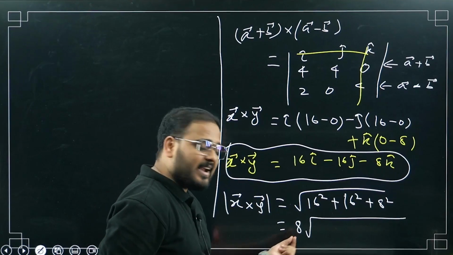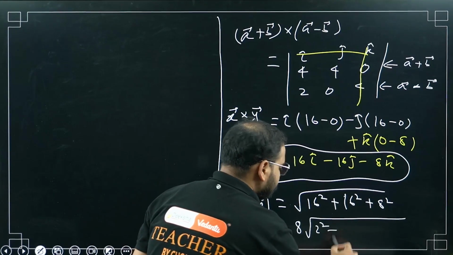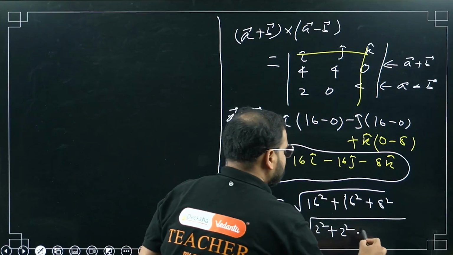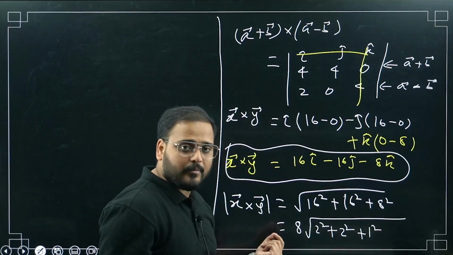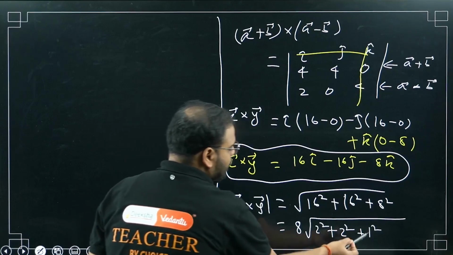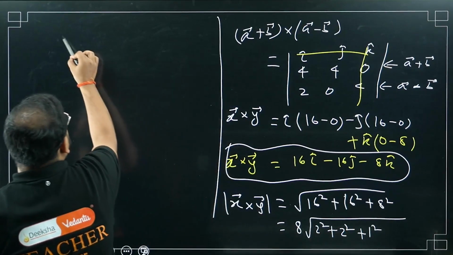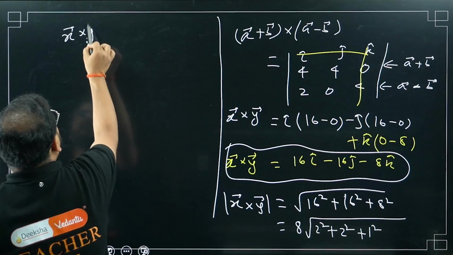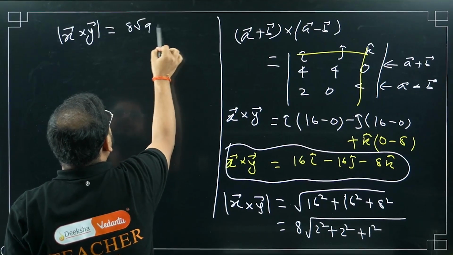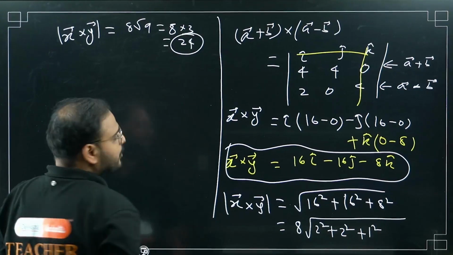It will come out as 8. What is left here? 2 squared, 2 squared again, and simply 1 squared. Outside the root it becomes 8. 4 plus 4 plus 1: 4 plus 4 is 8, plus 1 is 9. So the mod of X cross Y is 8 times root 9, which is 8 times 3, that is 24.